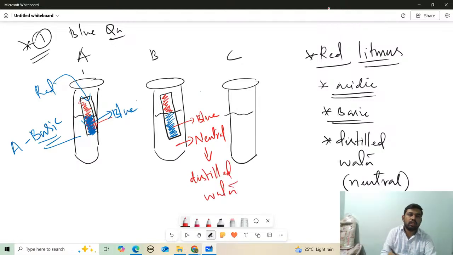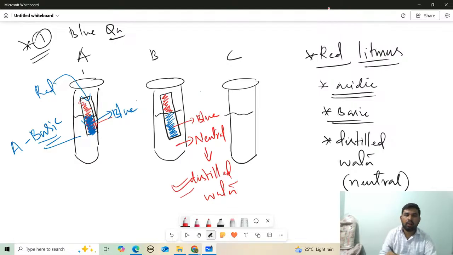Why distilled water, sir? You see here. The first paper was red, and this is base, that's why it turns blue. With us, we have a paper which contains both blue color and red color. The red remains red and the blue part remains blue, so we can say it will be neutral.